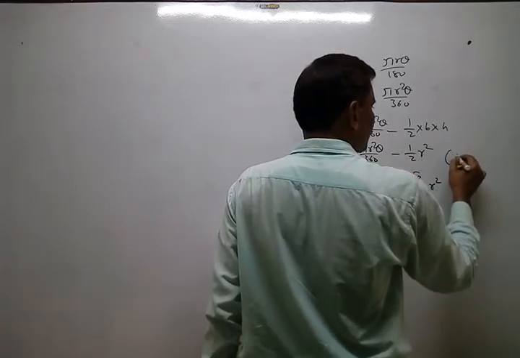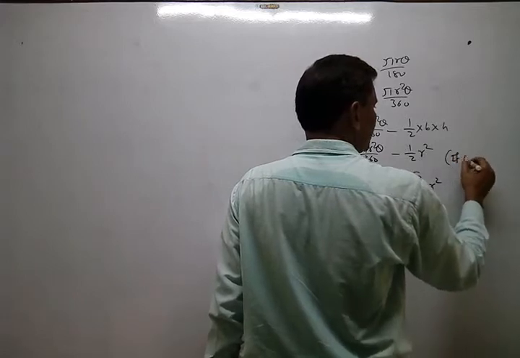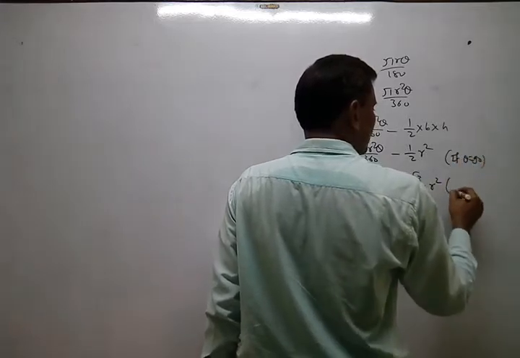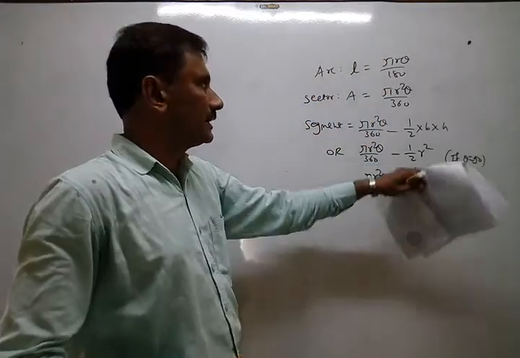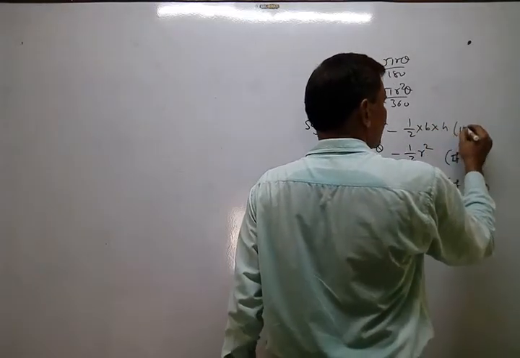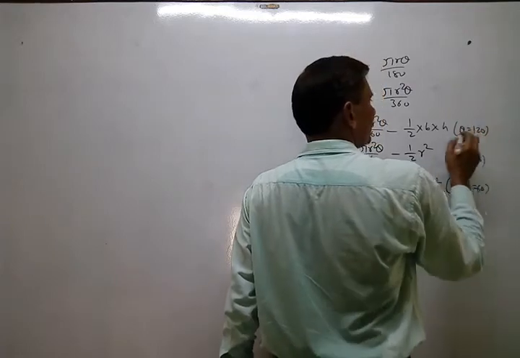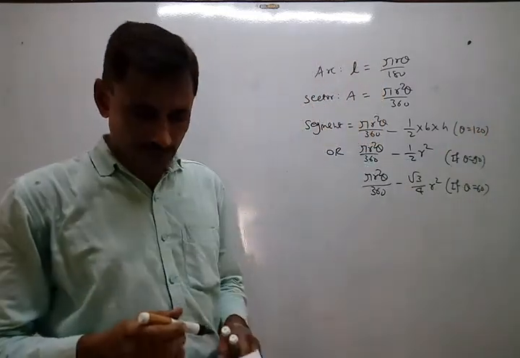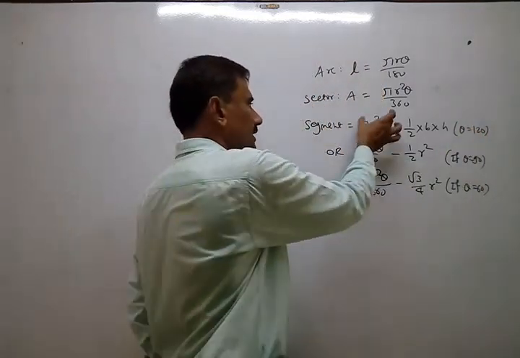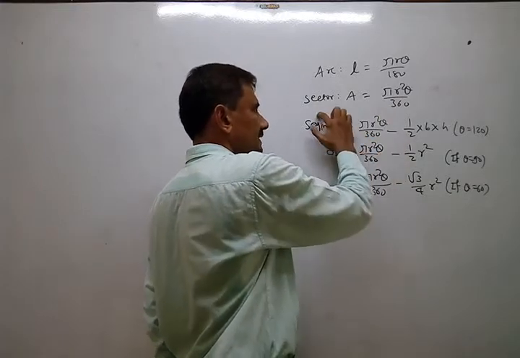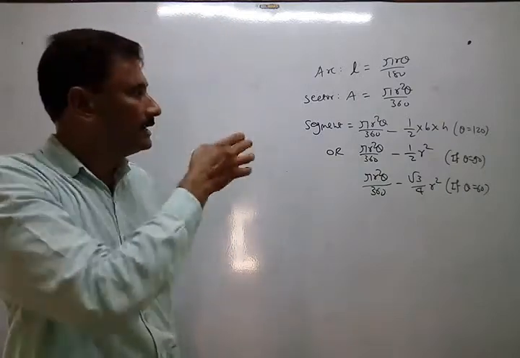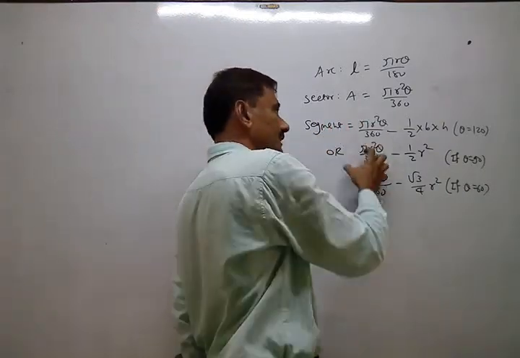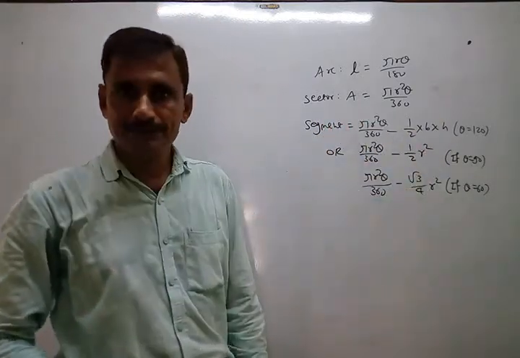When theta equals 90, theta equals 60, and theta equals 120, the triangle formula changes, okay, you understand? But area of sector remains the same. So the basic formula is area of sector minus area of triangle. But I have directly written here the formula of sector as well as triangle.